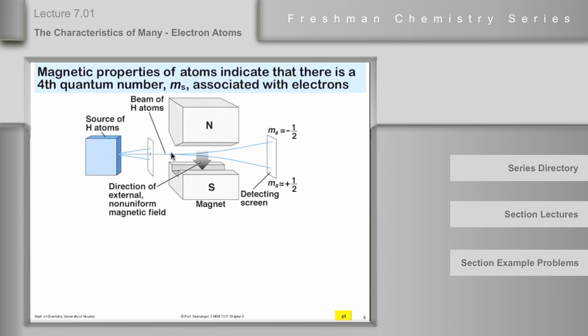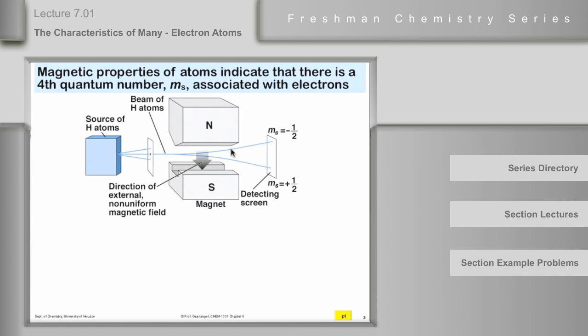And the path of the beam is directed between the poles of a strong magnet. Something very interesting happens. The hydrogen atoms split up into two equal groups. One of them is bent towards the south pole of the magnet, and the other is bent towards the north pole of the magnet. And this was taken to indicate that there's something different about hydrogen atoms, and what was different here was the spin of the electron when the electron's treated like a particle.